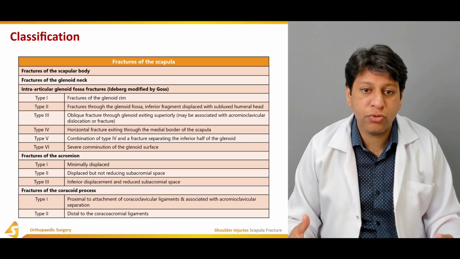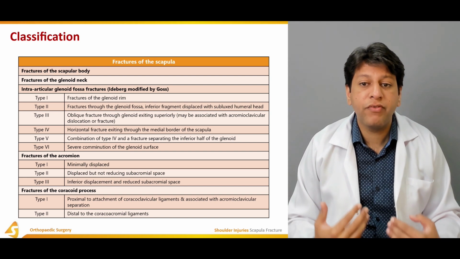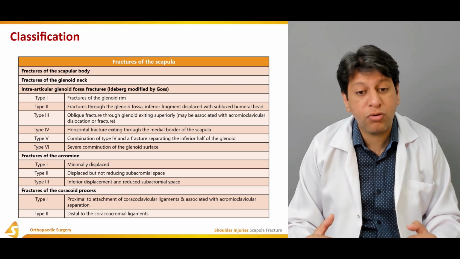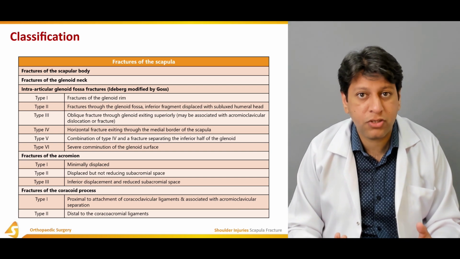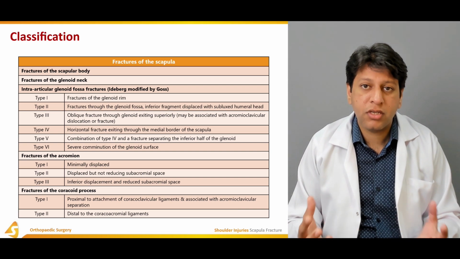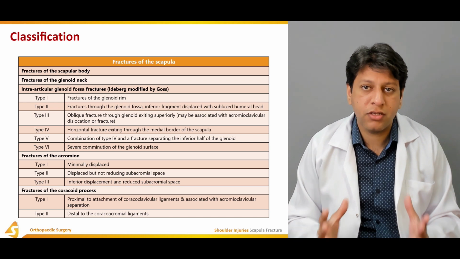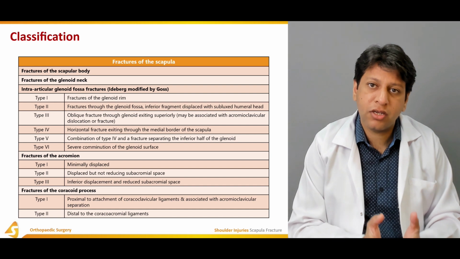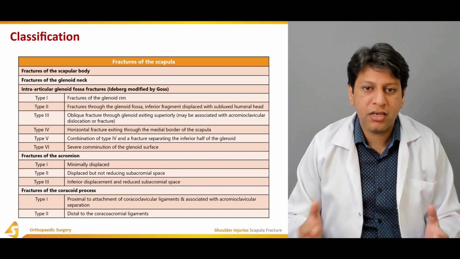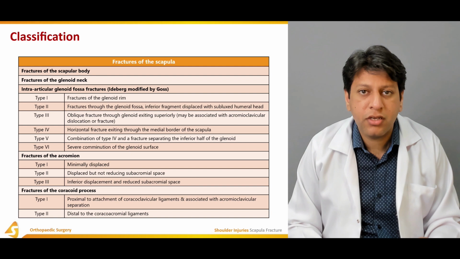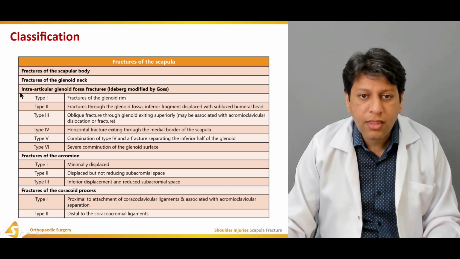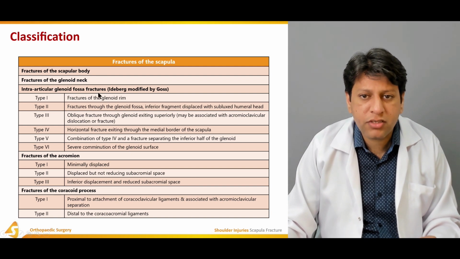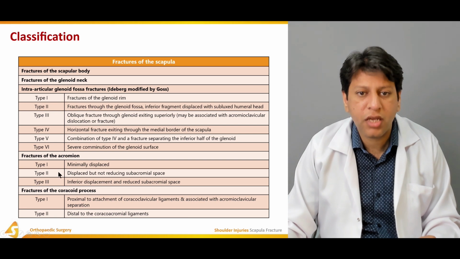They have divided into two. Later on, it was modified by Gauss, who included acromion as well as coracoid process fractures. So actually, the scapular fractures have four parts. One is the scapular blade, the other is the glenohumeral joint, then the acromioclavicular joint and coracoid, and they are described in a different classification. Intra-articular glenoid fossa fractures include 6 types.